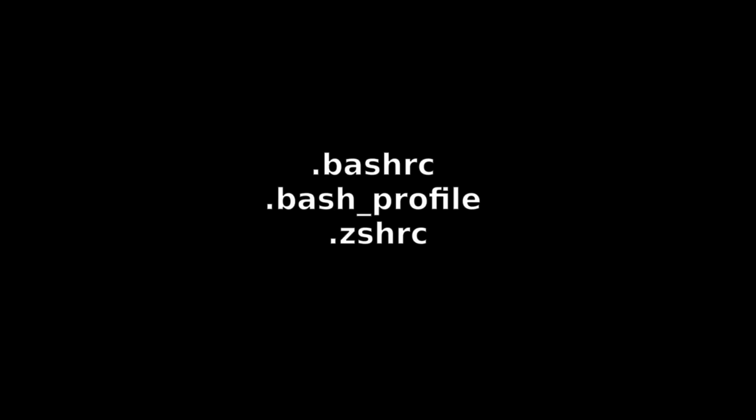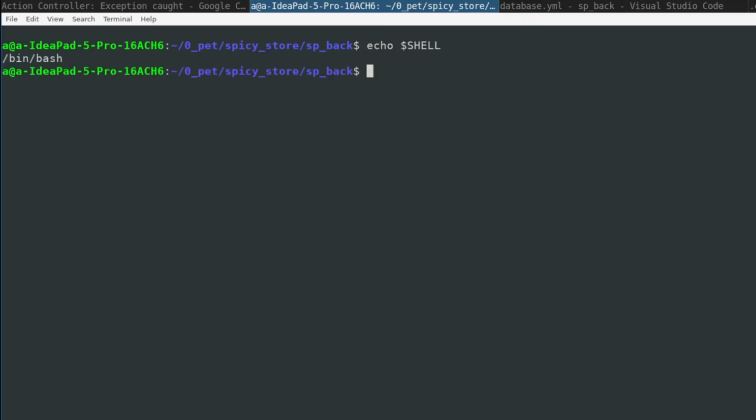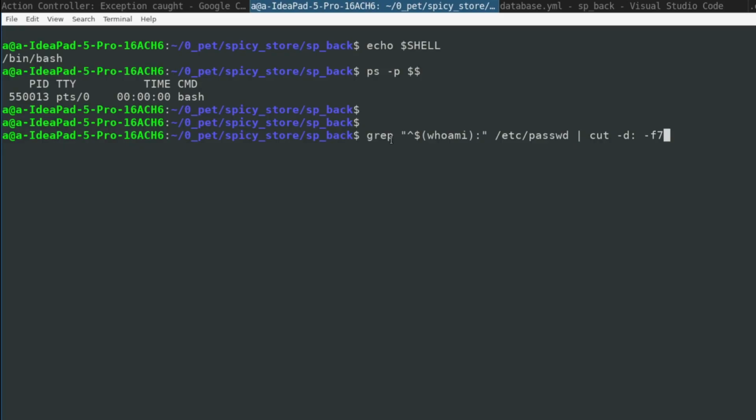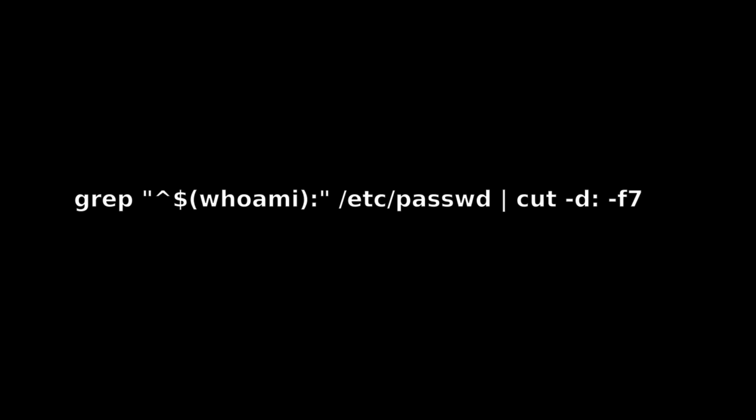To avoid this behavior, you need to set new variables in your shell profile files, such as .bashrc or .bash_profile or .zshrc. Shell profile files are configuration files that are executed when you start your terminal, such as bash, zsh, fish, and csh. To know what shell I use, I write echo, or I use this command. So I found out that the shell is bash.